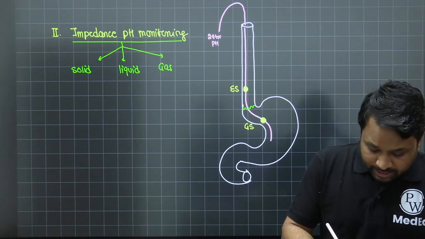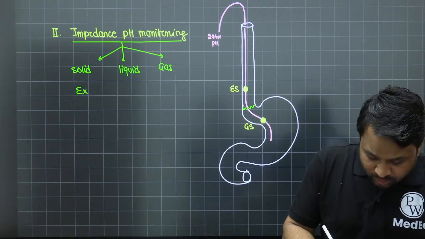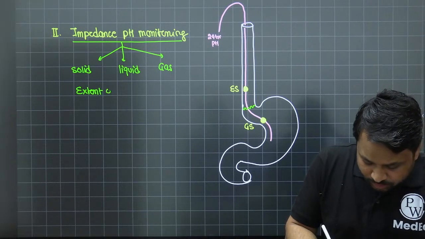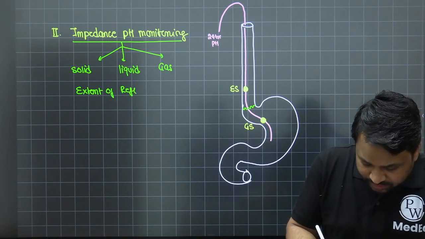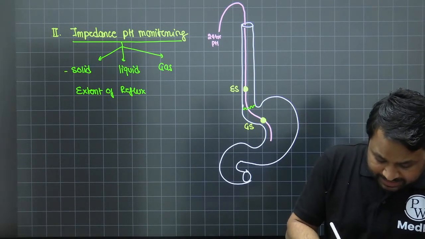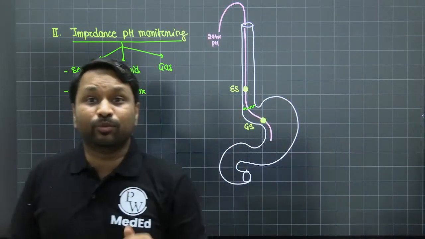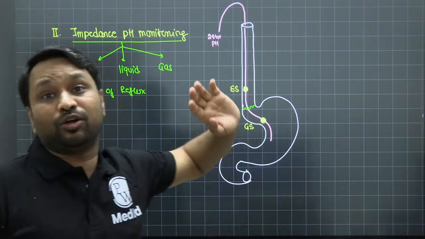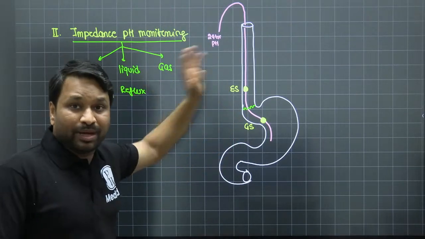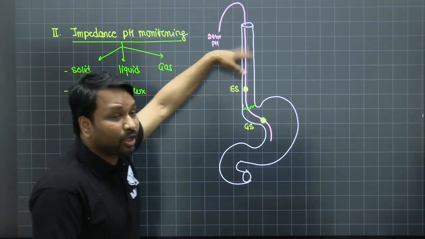On the other hand, I also need to know the extent of the reflux. So when I say the extent of the reflux, it means is it in the lower esophagus? Is the reflux going all the way to mid? Is it reaching all the way to the mouth? So in that I need to know कि कितना ऊपर तक reflux जा रहा है.